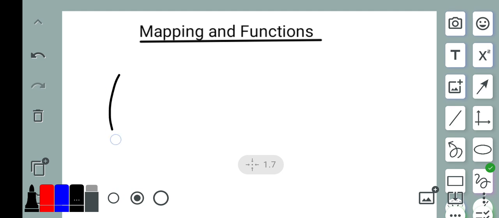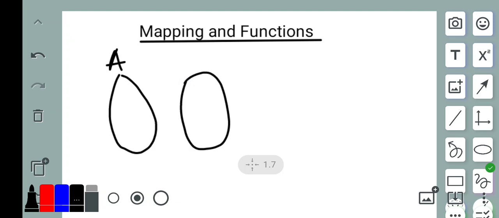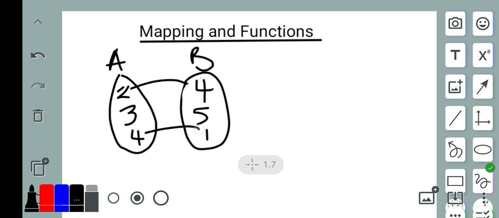Let's say we have A and we have B there. So let's say this is 2, this is 3, this is 4. And on the other side, this is 4, this is 5, and this is 1. So a function is a rule that assigns each element of A to an element of B. That is, it assigns an element of the domain to an element of the codomain. So this is a function f.